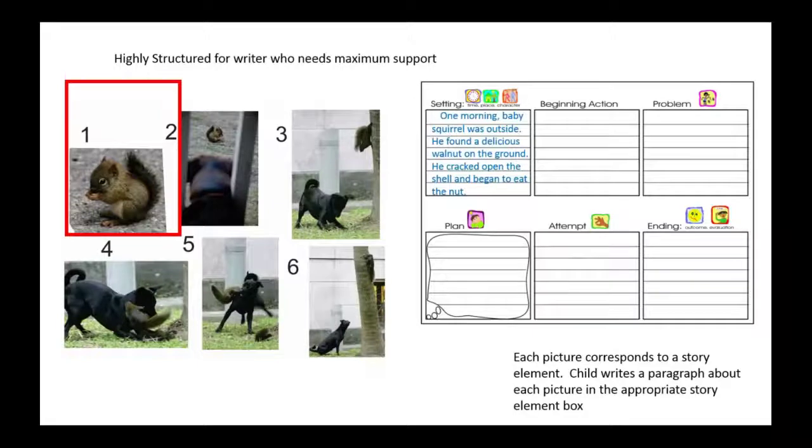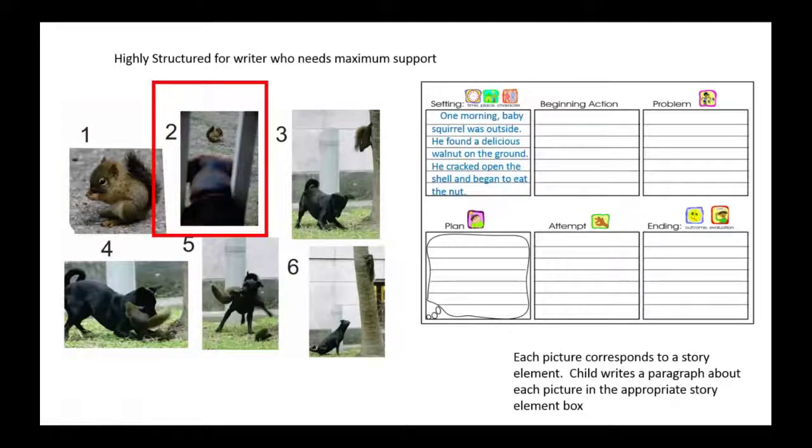One morning, baby squirrel was outside. He found a delicious walnut on the ground. He cracked open the shell and began to eat the nut. Then we move on to the next part of the story. So we're teaching to write in story narrative form by organizing a picture narrative first and then turning it into a word narrative.